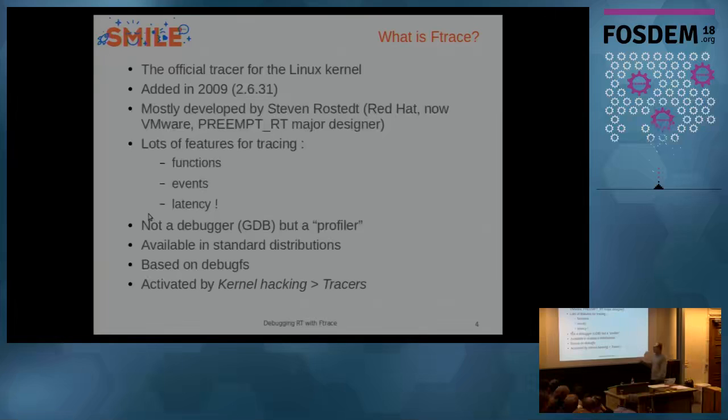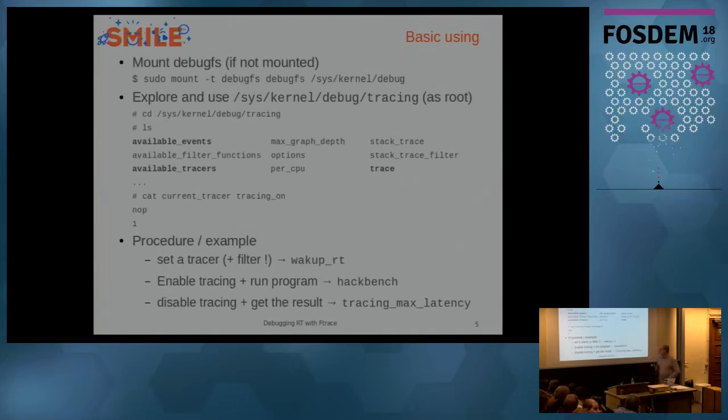If you compile your kernel by yourself and want to activate Ftrace, or deactivate it, you have to access kernel hacking, tracers. You have to mount debugfs on /sys/kernel/debug, if it's not done, and on /sys/kernel/debug you have an entry tracing, and you have to access it as root, and you can see all the files, the virtual files, to access the Ftrace system. There are some important files I put in bold: trace, which is the result of Ftrace, available_events and available_tracers.